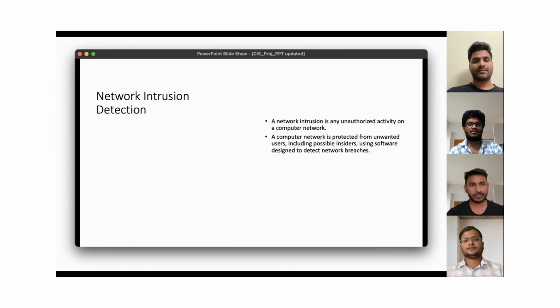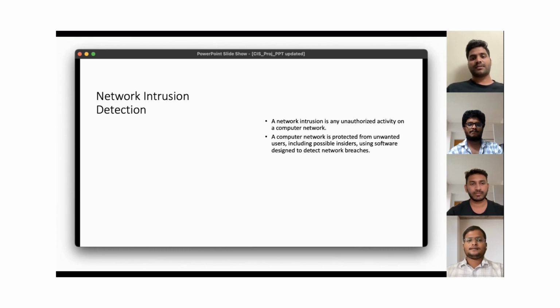And today we're going to discuss network intrusion detection. It's a technique used to identify unauthorized access or malicious activity on a computer network. There are two main types of network intrusion detection: signature-based detection and anomaly-based detection.